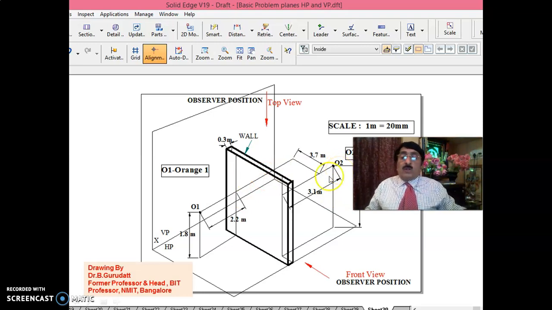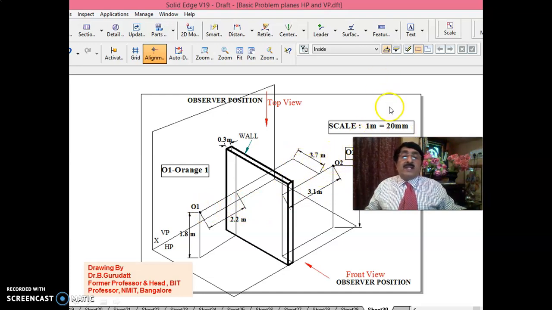These things you should know. See here: first orange, 1.8 meters above. Second orange, 3 meters above. First orange, 2.2 meters from the wall. Second orange, 3.1 meters from the wall. And the distance between the two oranges, O1 and O2, measured parallel to the wall is 3.7 meters.